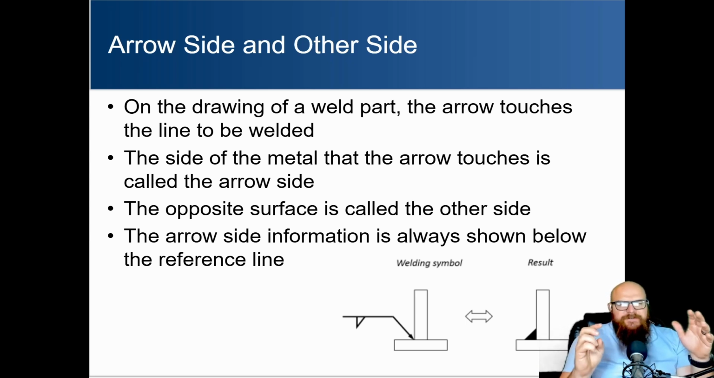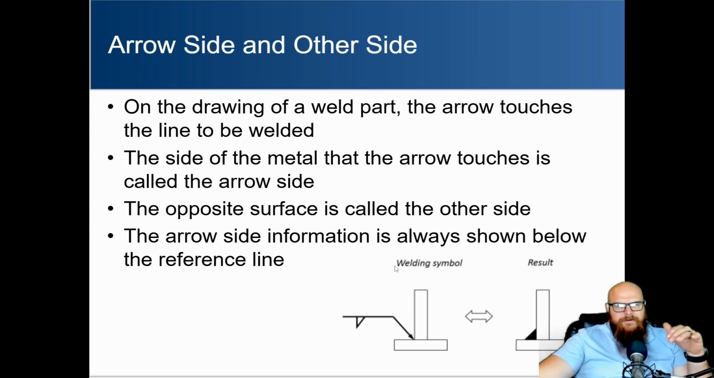The arrow side is always shown below the reference line. So you're never going to have an arrow that's pointing up. If we want to make a weld on underneath or the bottom side, you're simply just going to have it on top. That arrow is always going to be pointing down. So we know the arrow side and then the other side.